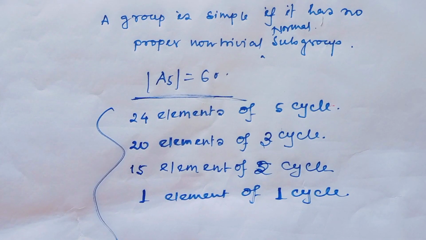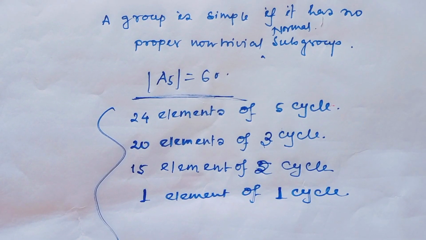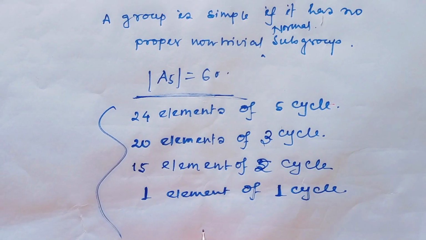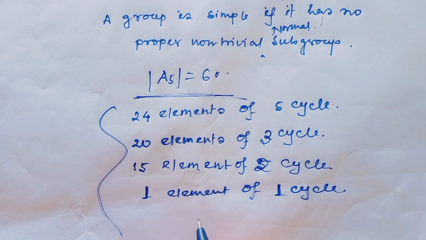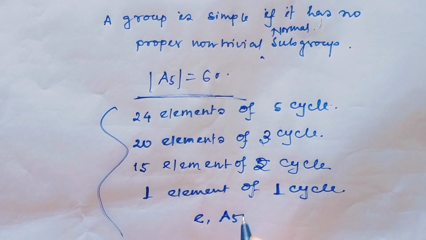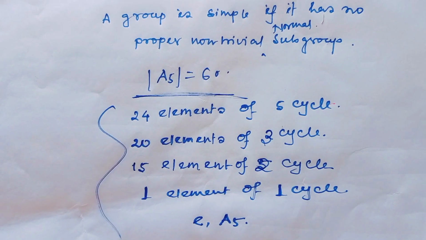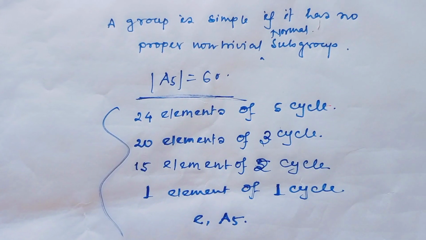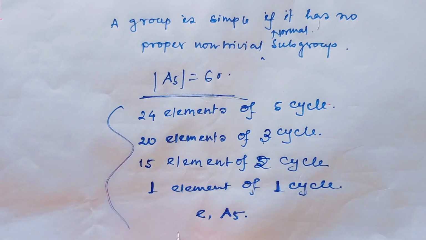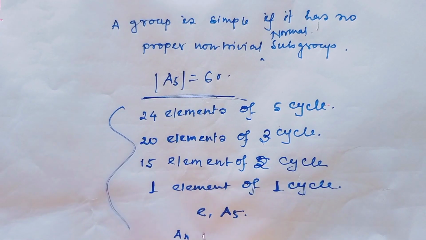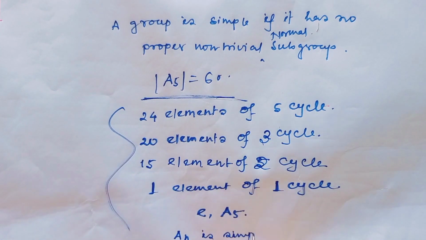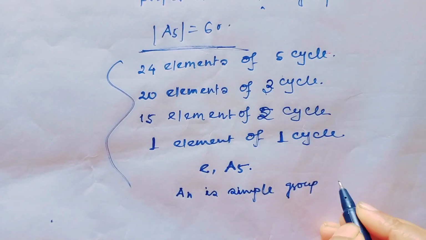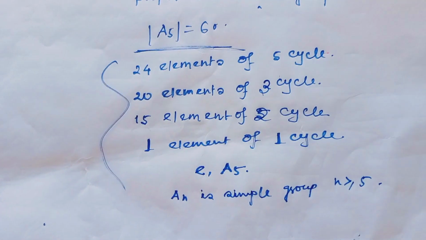But in the subgroup structure, there are no proper normal subgroups in A5. The only normal subgroups in A5 are the identity and the group itself, meaning A5. So, since there are no proper normal subgroups, the group A5 is a simple group. Actually, An is a simple group when n is greater than or equal to 5. Otherwise, it is not simple.